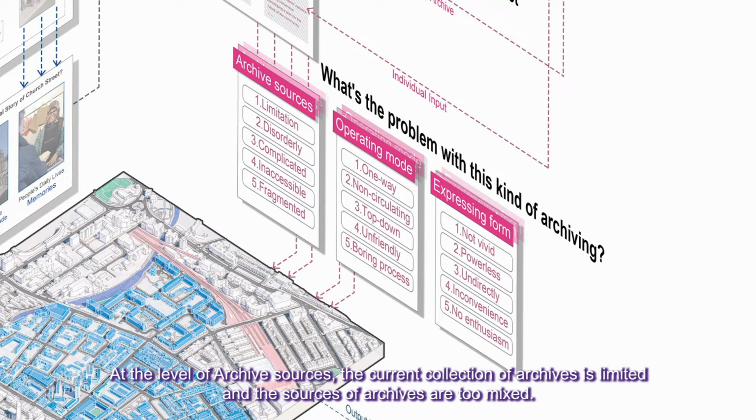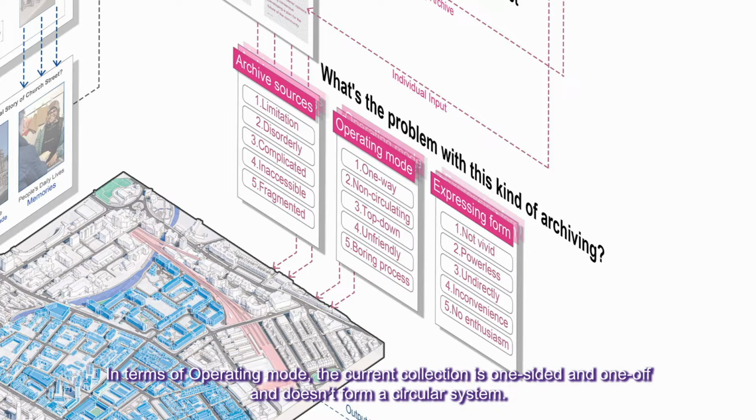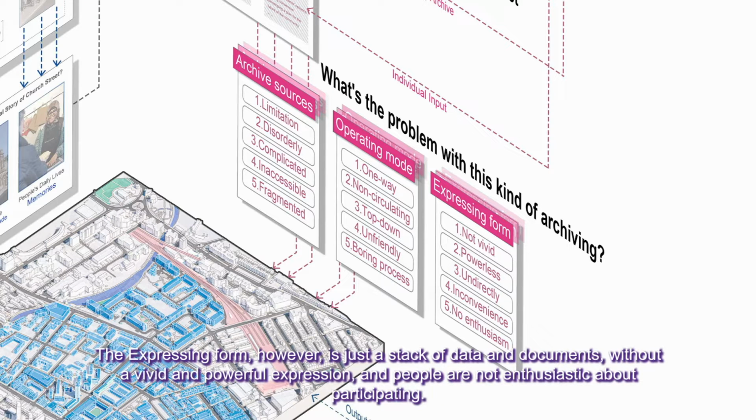At the level of archive sources, the current collection of archives is limited, and the sources of archives are too mixed. In terms of operating mode, the current collection is one-sided and one-off, and doesn't form a circular system. The expression form, however, is just a stock of data and documents, without a vivid and powerful expression, and people are not enthusiastic about participating.